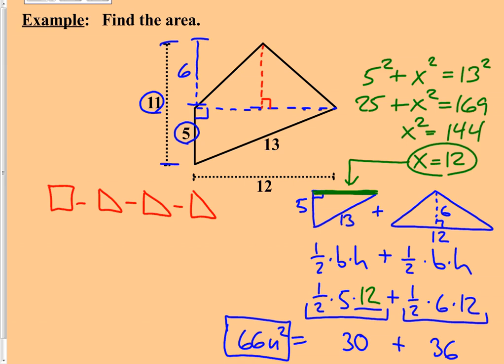Could we have gone about it the way on the left side of the page with the square or the rectangle minus the 3 triangles? Sure, we could have, but I am always going to opt for 2 formulas rather than 4 formulas, simply because it's less opportunity for us to make mistakes.